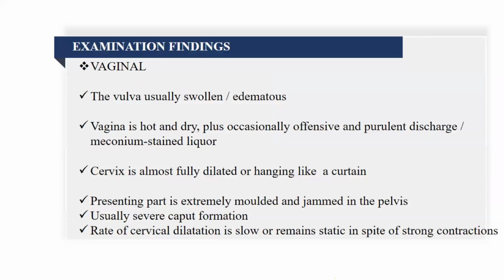Vaginal examination. The vulva appears swollen and edematous. The vagina is hot and dry, plus occasionally offensive and purulent discharge or meconium-stained liquor if the membranes are ruptured. The cervix is not fully dilated or it hangs like a curtain. The presenting part is extremely molded or jammed into the pelvis, and usually there's severe caput formation. The rate of cervical dilatation is slow or remains static in spite of good contractions, cervical dystocia.